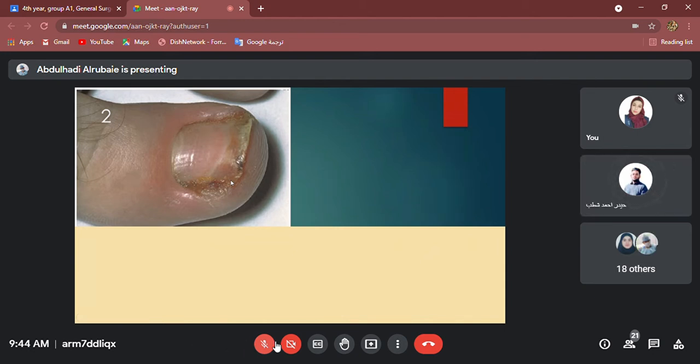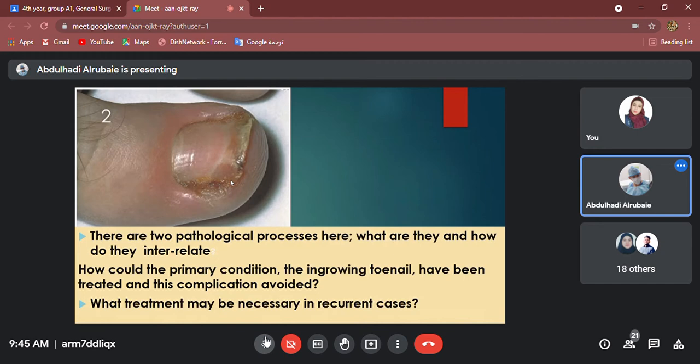Good. There are two pathological processes here. What are they and how are they interrelated? What is the pathology here? Of course, here it is not uncommon, it is an ingrowing toenail, with inflammation.